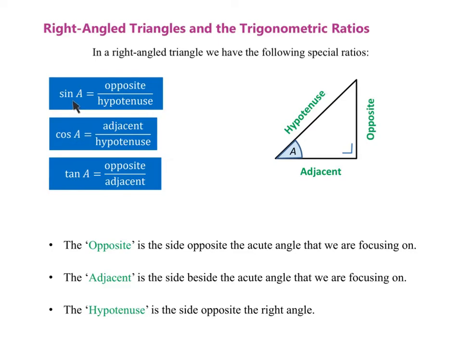Sine A then is used when we have either the opposite or the hypotenuse, and we can make it into a formula there. Cos A is used when we have the adjacent and the hypotenuse. So what I mean by that is that we know the value of each side. And tan A is used when we have the opposite and the adjacent. And we're going to look at an example of that now.